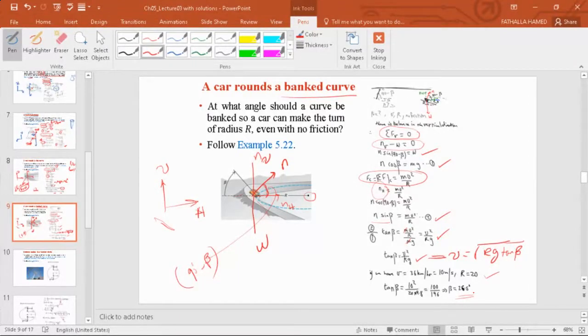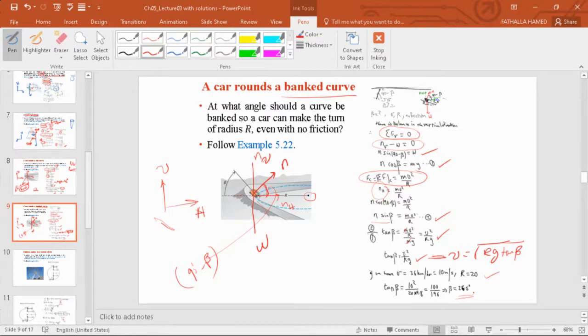That's why on highways, you always have high speeds. And when you are forced to turn, they always bank the curve to make sure that you can actually go at comfortable speeds.